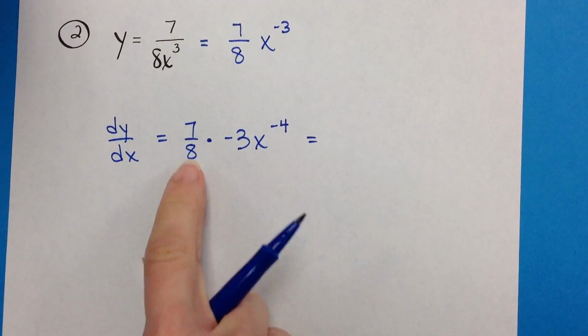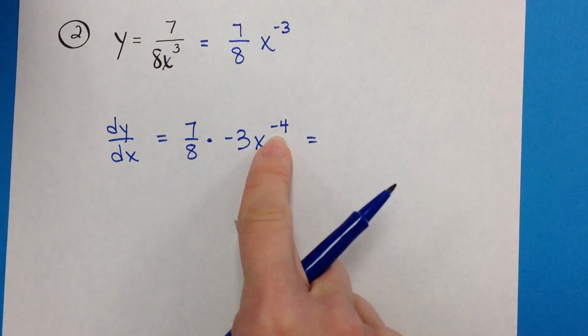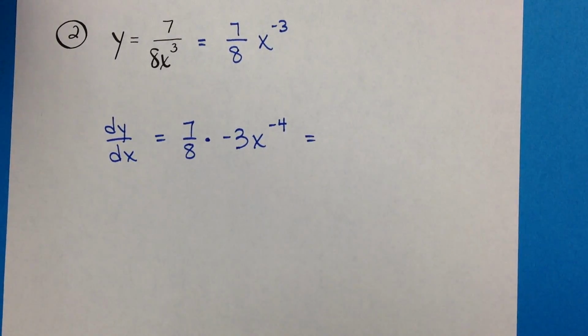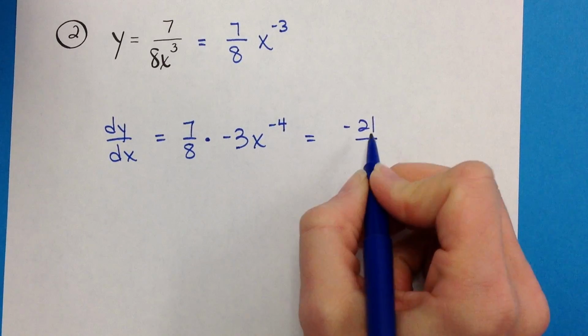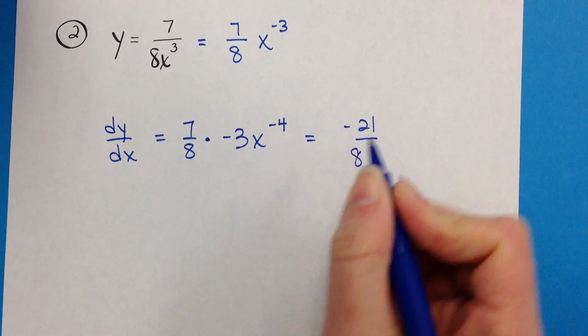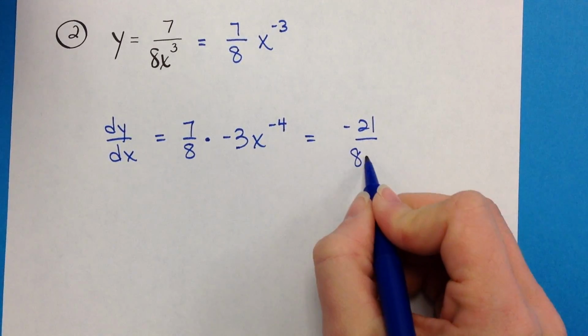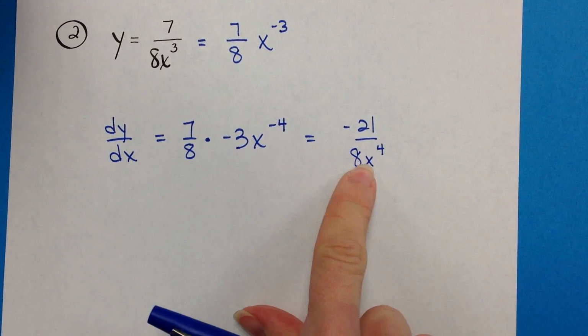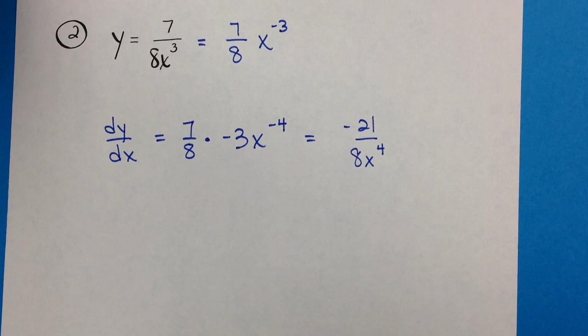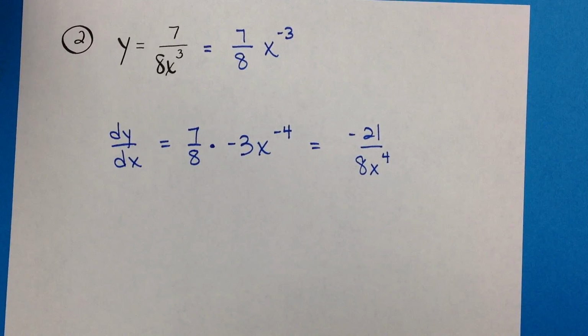You do need to go ahead and multiply the 7/8 times the -3, and of course rewrite this so you have a positive exponent. So we would have -21 over 8, but then you would want to bring this to the denominator so that your final answer has it written with a positive exponent. So this would be your correct answer here. So again, you're avoiding your quotient rule in that case. Okay, next.